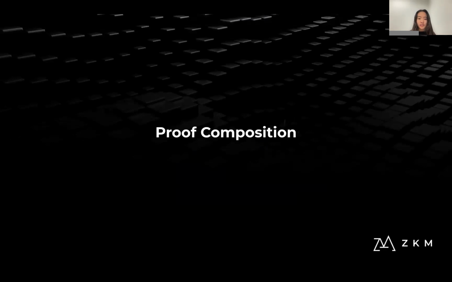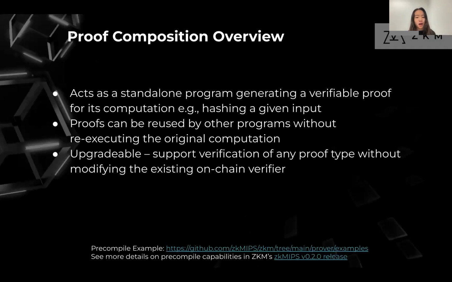Now, before going into the demo, I just wanted to add this section here and briefly discuss a new development based on the recent release of zkMIPS Plus, which includes proof composition and also precompiles. So for proof composition, it acts as a standalone program which generates a verifiable proof for its program. So for example, hashing a given input, we'll demo that in a bit. And where this composition component comes in is that proofs can be reused by other programs.